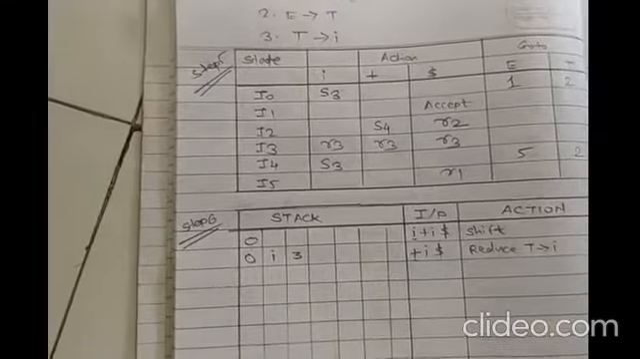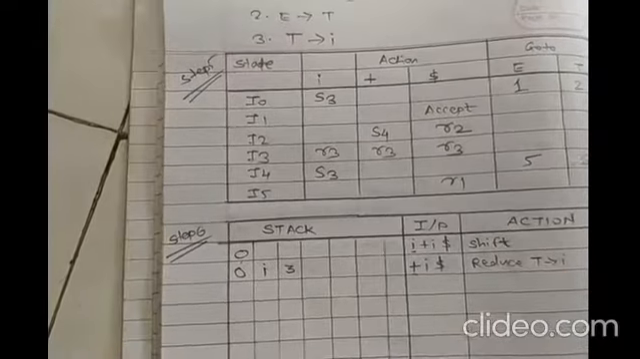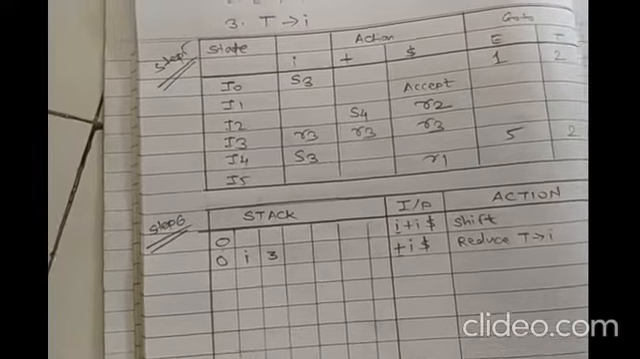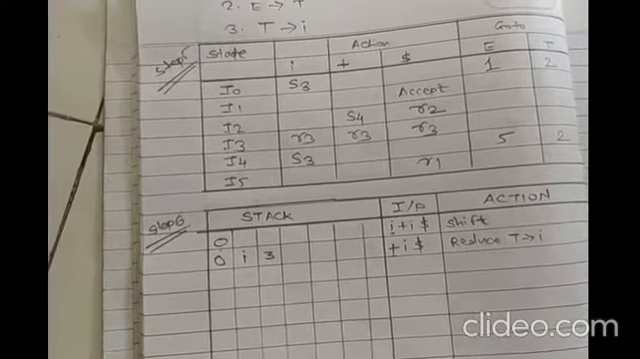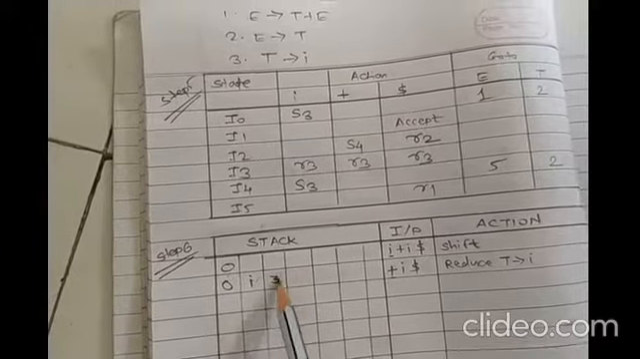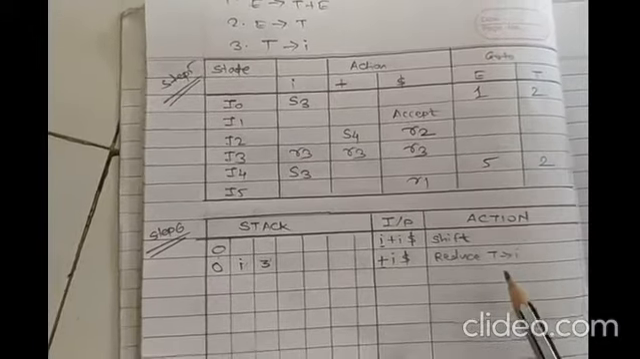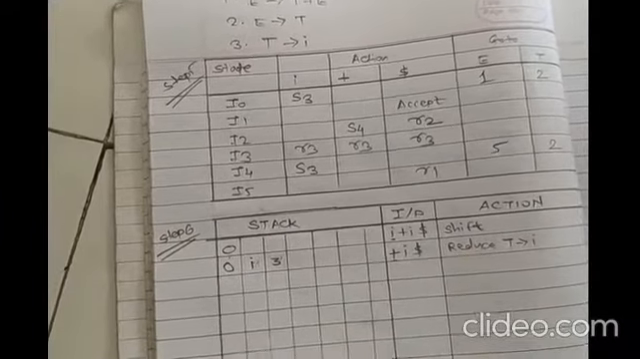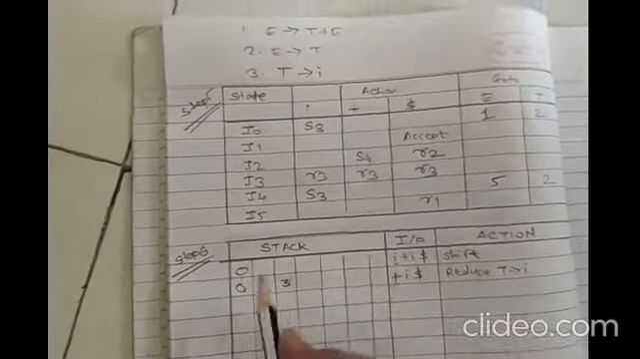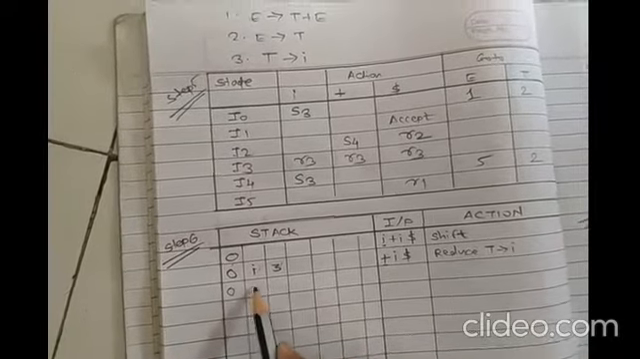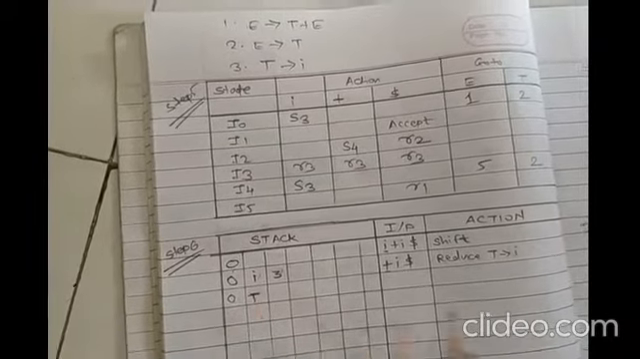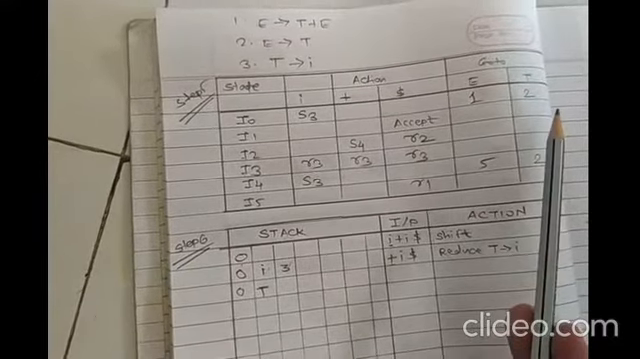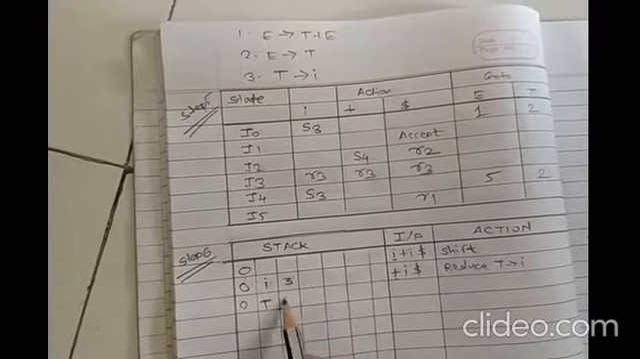So how can we reduce this? Simply look at the right hand side to see how many symbols are present. One symbol is present, so we have to remove 2 stack entries. So we will remove these 2 stack entries, I and 3, and we will insert this T onto the stack, and we will find the new state. So it will be 0, then T, and the new state is 0 on T. Look at 0 on T, it is nothing but 2. So the new state will be 2.